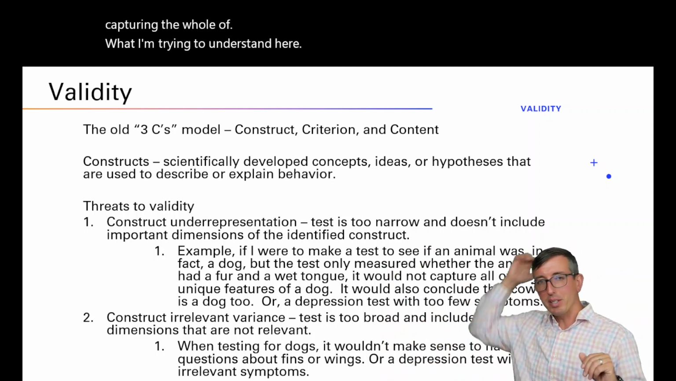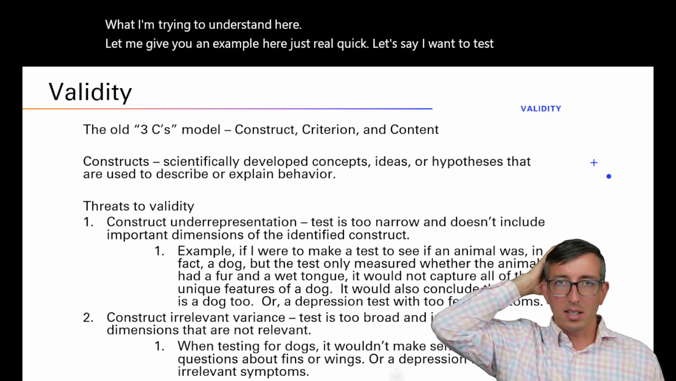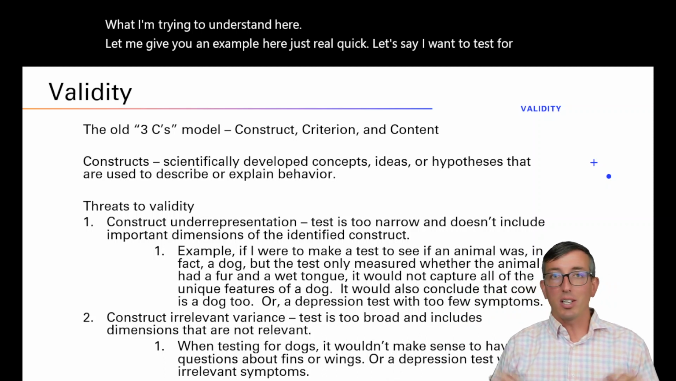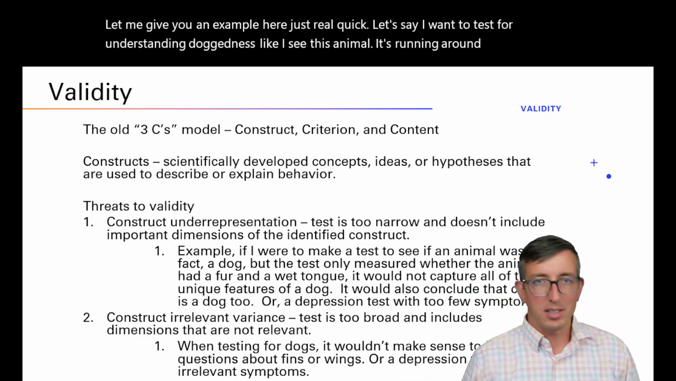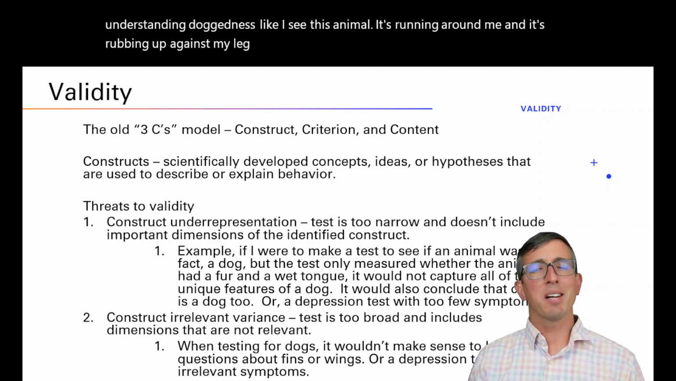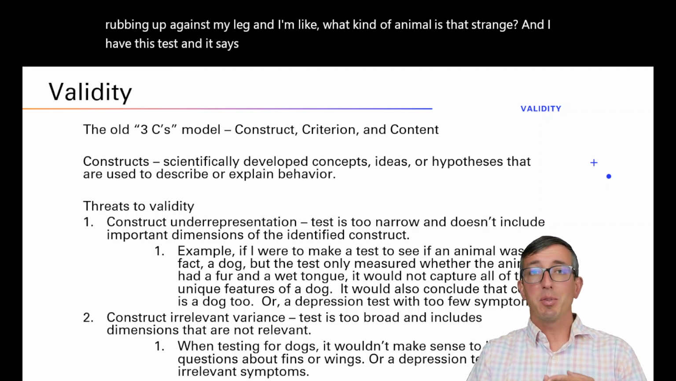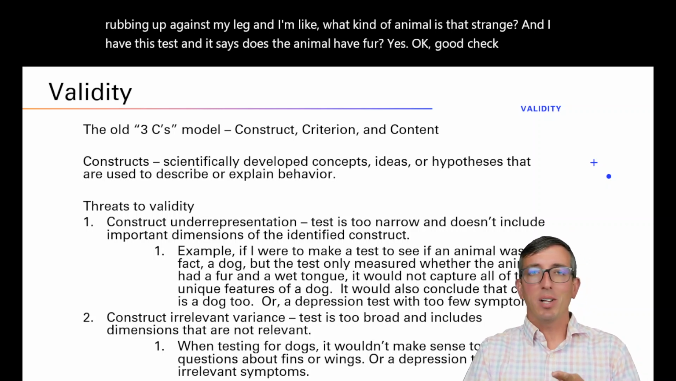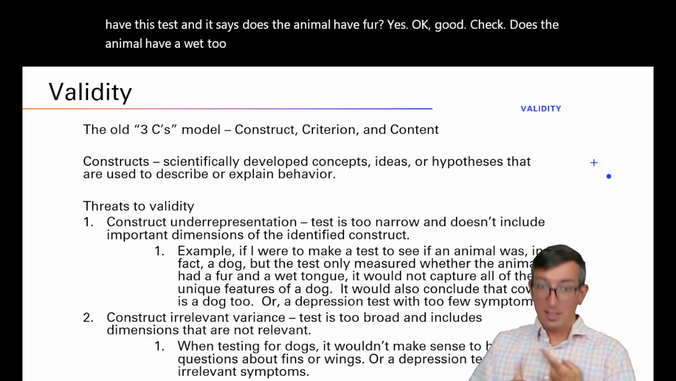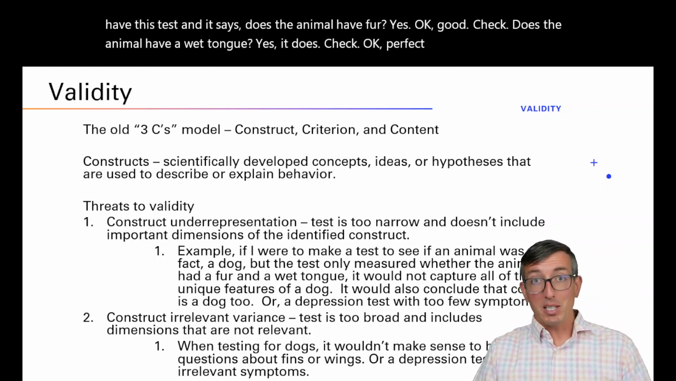Let me give you an example here just real quick. Let's say I want to test for understanding dogginess. Like I see this animal, it's running around me and rubbing up against my leg and I'm like, what kind of animal is that? Strange. And I have this test and it says, does the animal have fur? Yes. Okay, good. Check. Does the animal have a wet tongue? Yes, it does. Check. Okay, perfect. Therefore, it must be a dog.